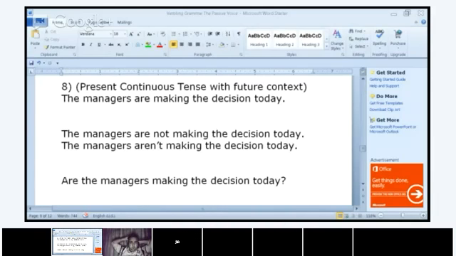Decision. The decision, absolutely. So the decision is being taken today. That's right. Just to let you know, I say make, but to take a decision is very common. It's 100% correct. Luis, do you want to practice your answer, Luis? And maybe another one? Okay, I'll move on. The decision is being taken.